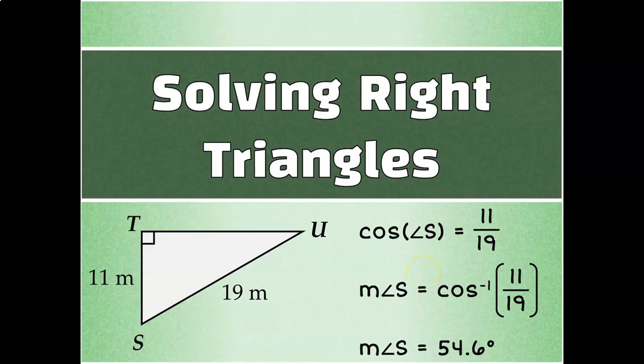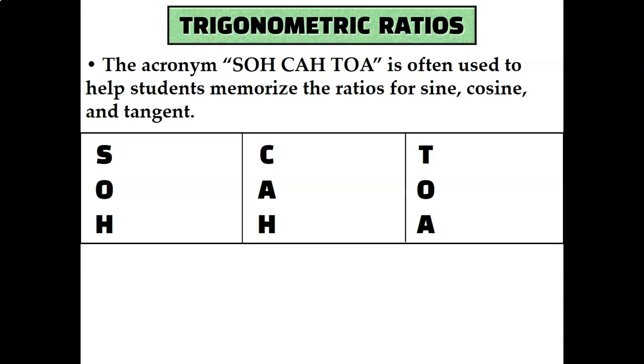Let's talk about how we can use trigonometry to solve for the missing side lengths and angle measures in a right triangle. Remember, in our previous video we learned SOHCAHTOA, which is a cute little sing-songy acronym that we use to help us remember what sine, cosine, and tangent are.